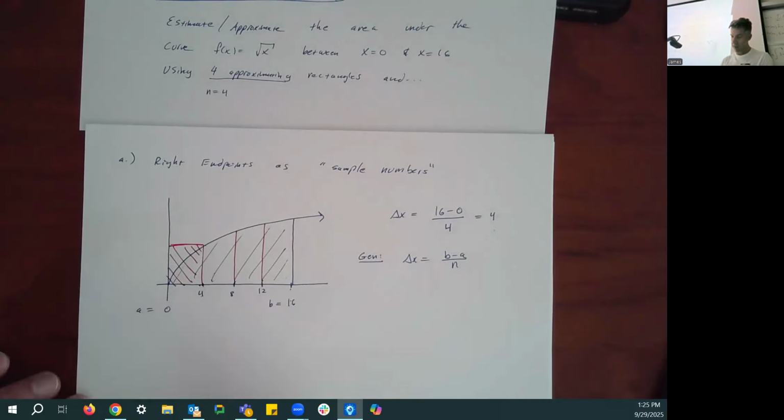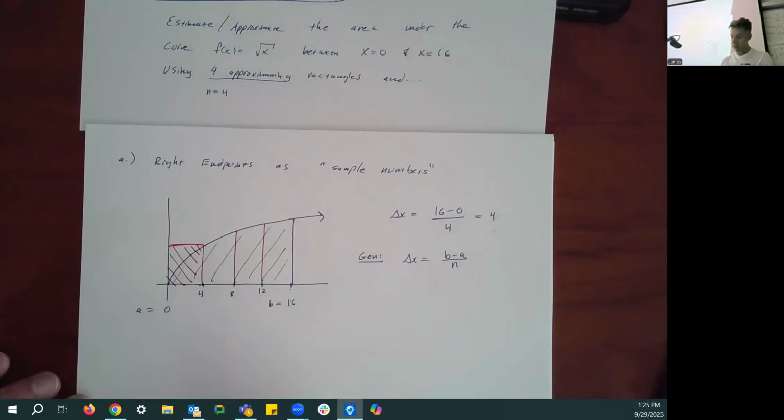Plus, we're going to do it again, right? For this next subinterval, we're again going to use the right endpoint, which is 8. That's going to be the number we plug into the function to get the height of the rectangle. This rectangle has a base of 4. A height of 8 plugged into this function is going to be the square root of 8, which is not a nice number, right? It's just whatever it is. It's about 2.8. And so on.